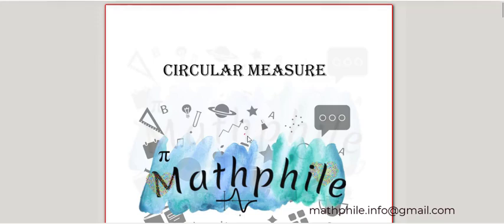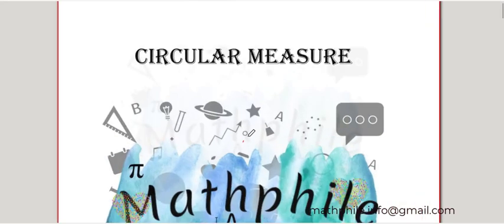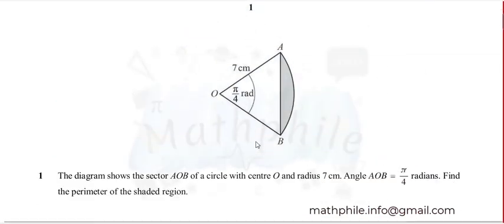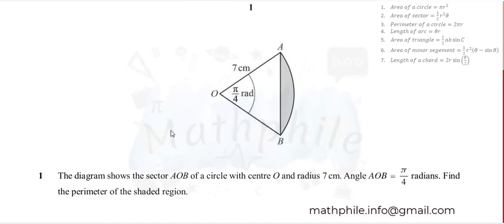Let me zoom in. Okay, so this is the question. It talks about a diagram that shows a sector AOB of a circle with center O, and the radius of the sector is 7 centimeters, and the angle AOB is pi over 4 radians. We have to find the perimeter of the shaded region.